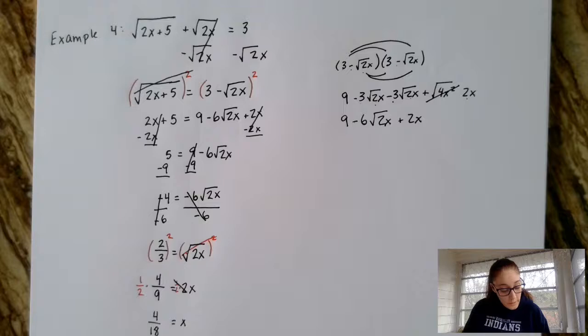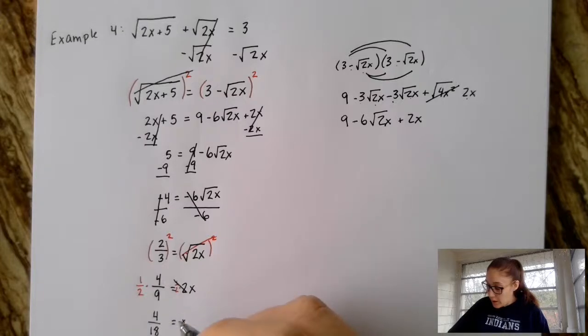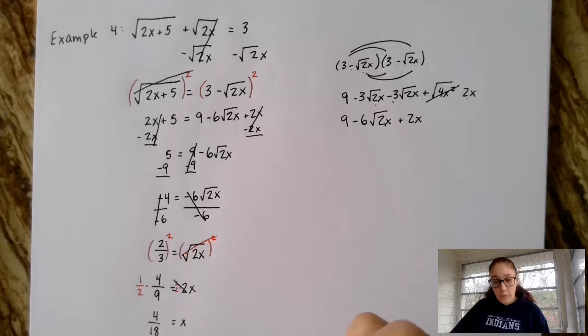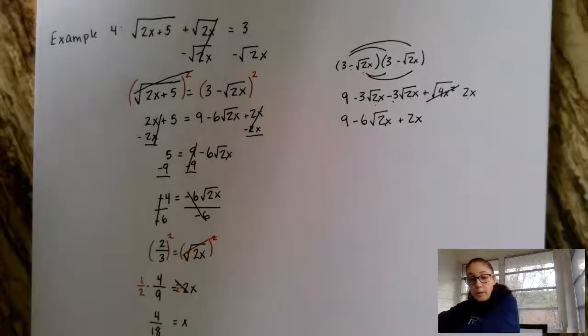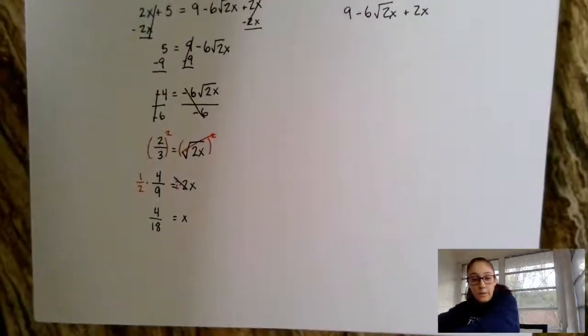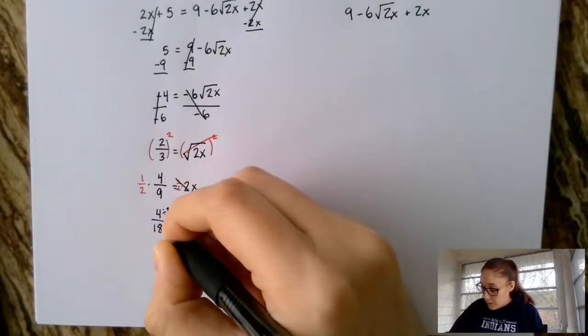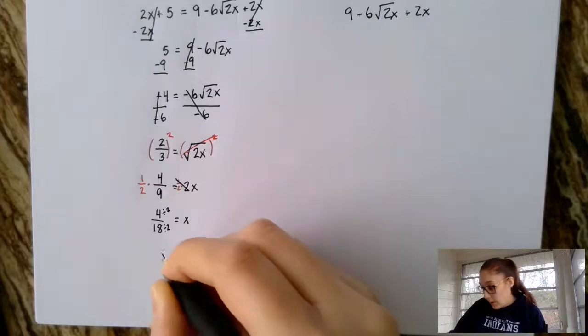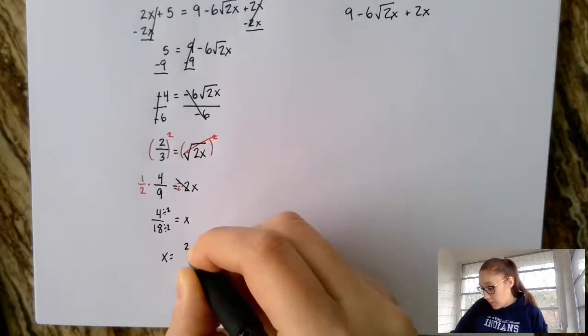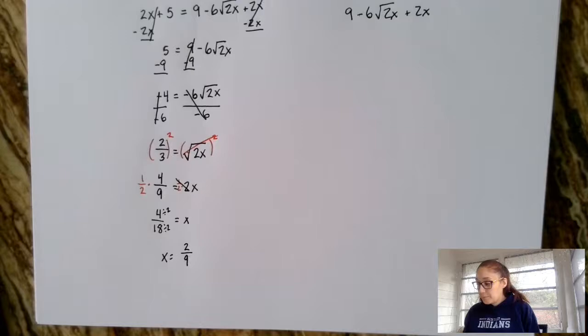Okay, so let's go ahead and check our work. I have a feeling I did something wrong. Oh, no, I'm sorry. I didn't do anything wrong. I just have to simplify this. Right, 4 over 18, both of those are divisible by 2. So x equals 2 over 9.